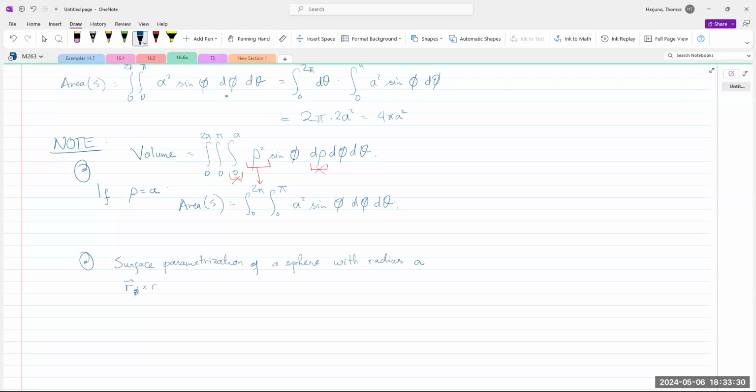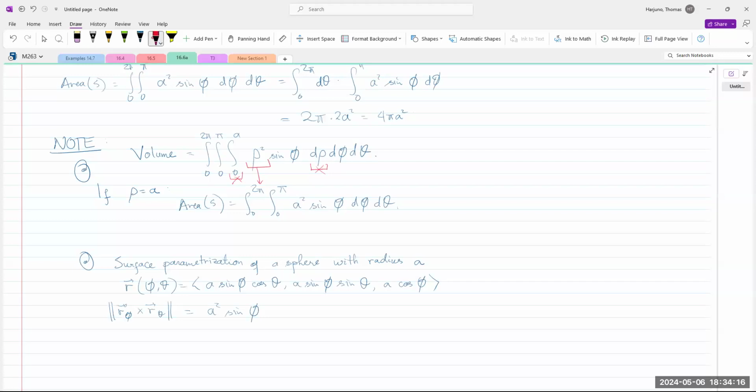I'm sorry, r of phi, theta will be a sine phi cosine theta, a sine phi sine theta, and a cosine phi, right? Now, after this, you will see that the magnitude of r sub phi cross r sub theta equals a squared sine phi only.